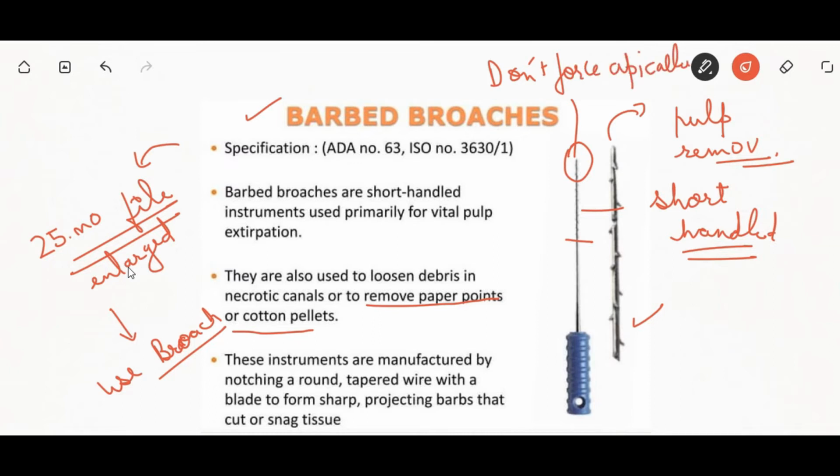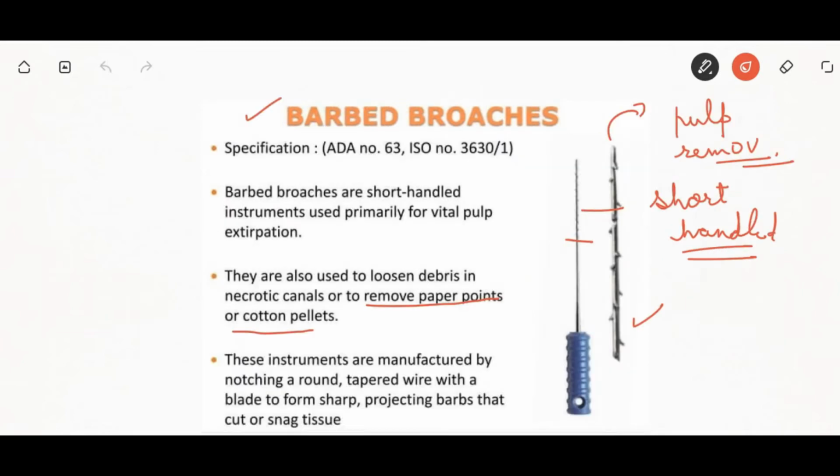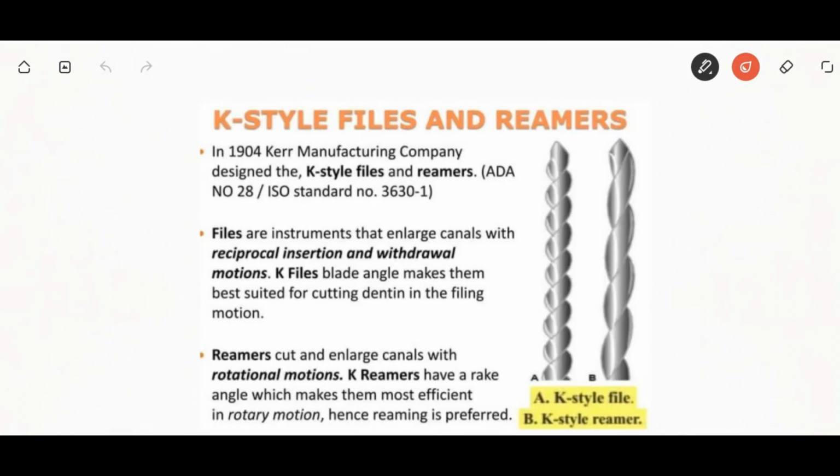So what are the functions of these barb broaches? They are used to extirpate the entire pulp tissue, remove cotton or paper points lodged into the canal, or remove necrotic debris from the canal. These broaches can be of two types. One is the smooth broaches, which will be free of barbs. Previously it was used as a pathfinder, but at present flexible files are used for this. The rasp has a similar design to that of barb broaches, except in the taper and barb size. The barb size is larger in the broaches than the rasp.